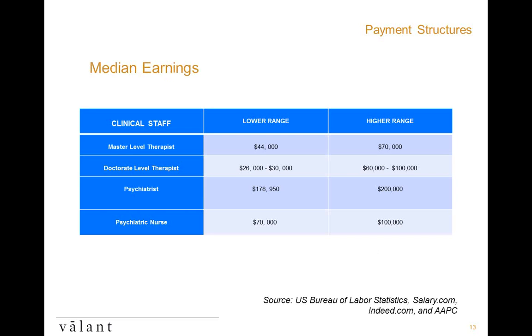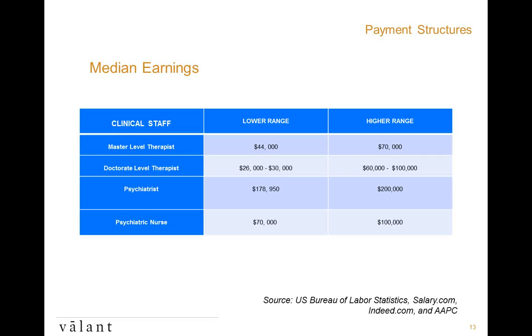So along those range for the providers, this is a range of different pay structures based upon the type of service provider that exists. So for master's level providers, doctorate level psychiatrists, and nurse practitioners, you can see the lower range in the middle column, and that extends up into the higher range. And these came from the U.S. Bureau of Labor Statistics and also from Indeed.com and AAPC.